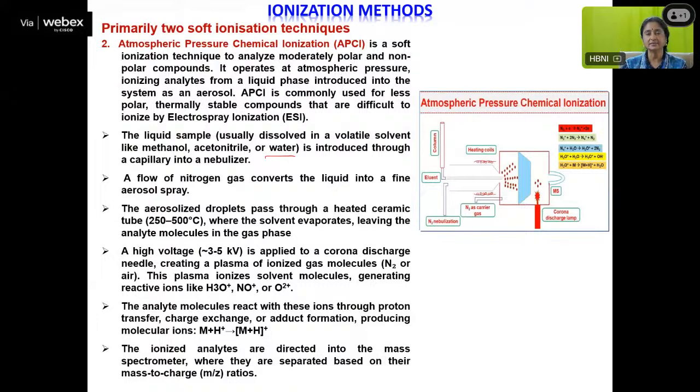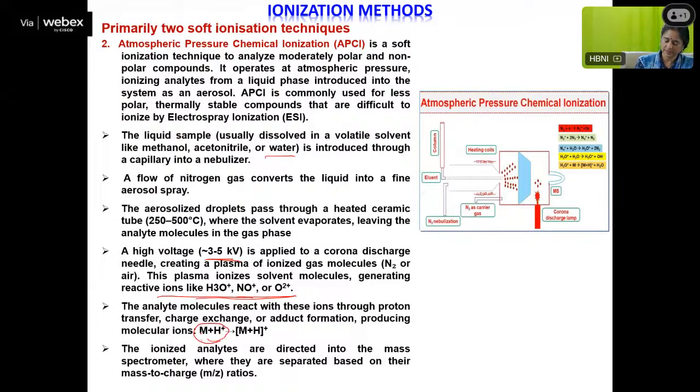A high voltage of 3 to 5 kilovolts is applied to a corona discharge needle, creating a plasma of ionized gas molecules. The plasma ionizes the solvent molecules, generating reactive ions like H3O+, NO+, and O2+. The analyte molecules react with these ions through proton transfer, charge exchange, or adduct formation, producing the molecular ion. A typical example is shown here.